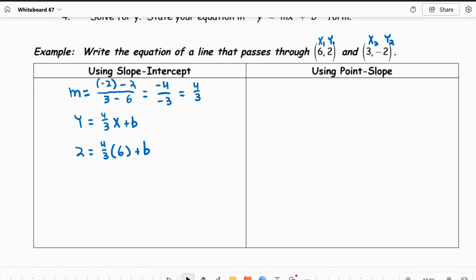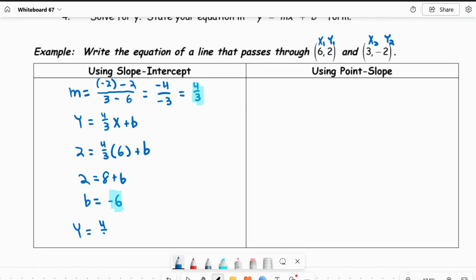So 4/3 times 6 would be 24 over 3, which is 8. That gives me 2 equals 8 plus b. Subtract 8 from both sides, and that gives me b equals negative 6. Now that I have my slope and my y-intercept, I'm going to take my slope-intercept form and substitute those in. So I've got y equals 4/3 x minus 6. And that's my final answer.